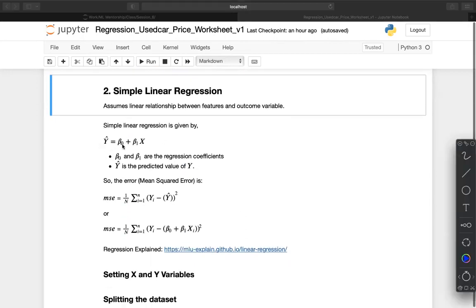So a simple linear regression: y equal to beta 0 plus beta 1 x, and we call this y hat, because whatever value we estimate from the model won't be exactly the y value. There will be some error. So y hat is the predicted value of y, and beta 0 and beta 1 are regression coefficients.